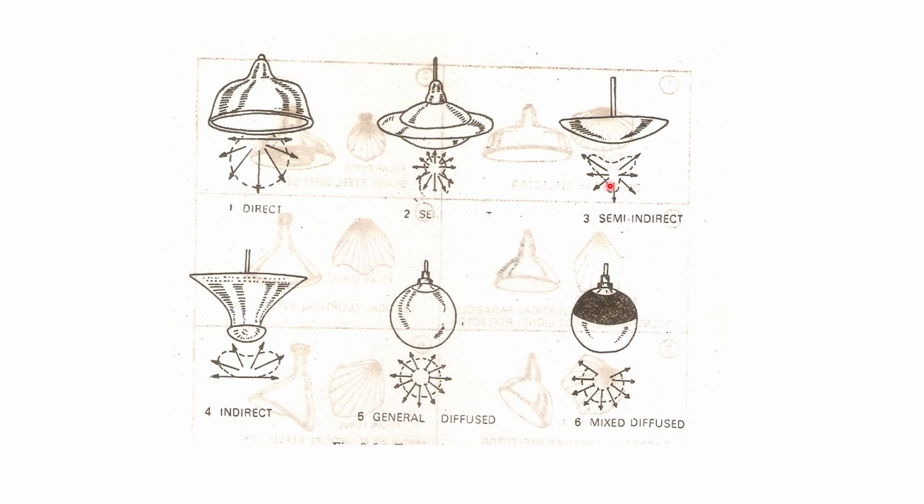is having most of the light discharge going upward rather than downward. Similarly, the fourth, an indirect type of fitting, provides most of the light upward, whereas the general diffuse type provides light in all directions. And the sixth is a mixed diffuse type, out of which some portion is not going upward, due to this characteristic feature of the lighting fitting.